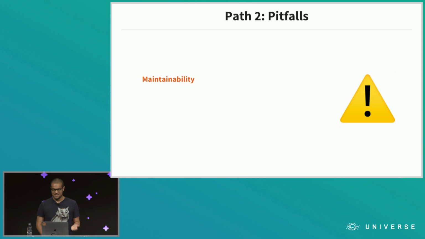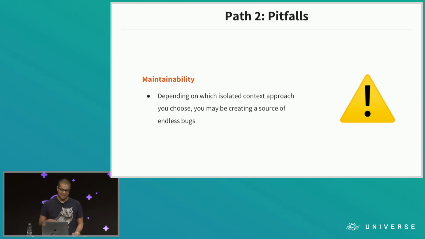Another maintainability pitfall is that depending on which isolated context approach you choose, like whether you're going with the browser window isolated context, or WebView, you may be creating a source of endless bugs for yourself and your users. So let's say you decide you wanted the flexibility of being able to nest or create multiple contexts. Like if you needed multiple completely separate instances of your remote web app running at a time, for example, or if you needed to handle something like single sign-on. And so you decide to give WebView a try, since it lets you do this, and the regular browser window approach does not.